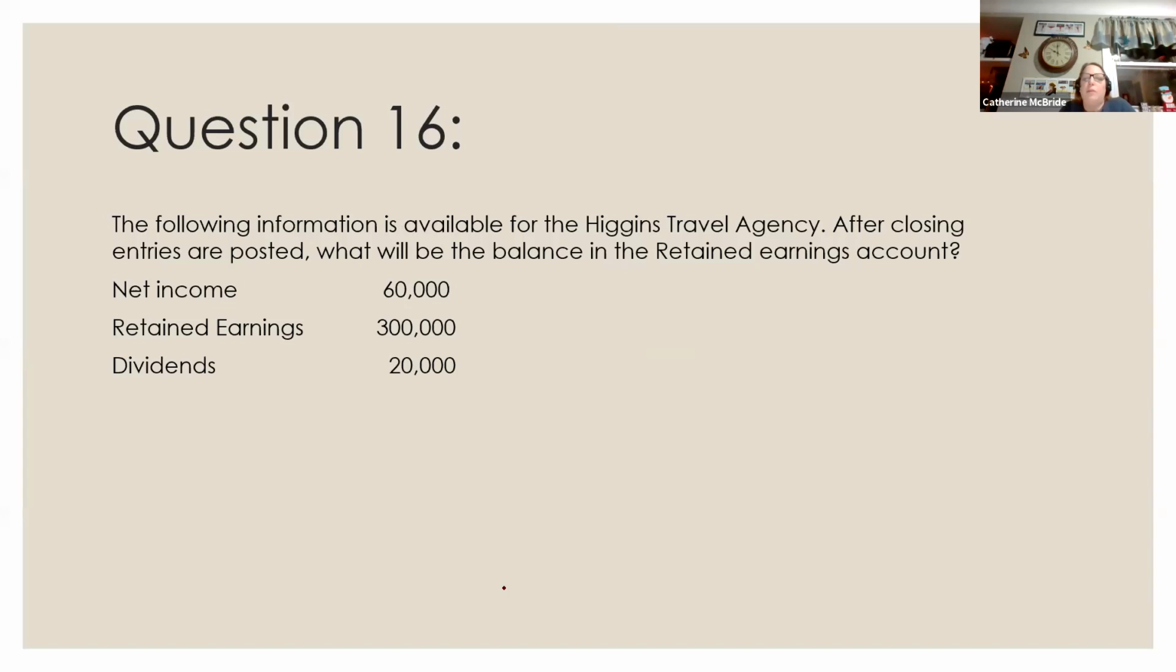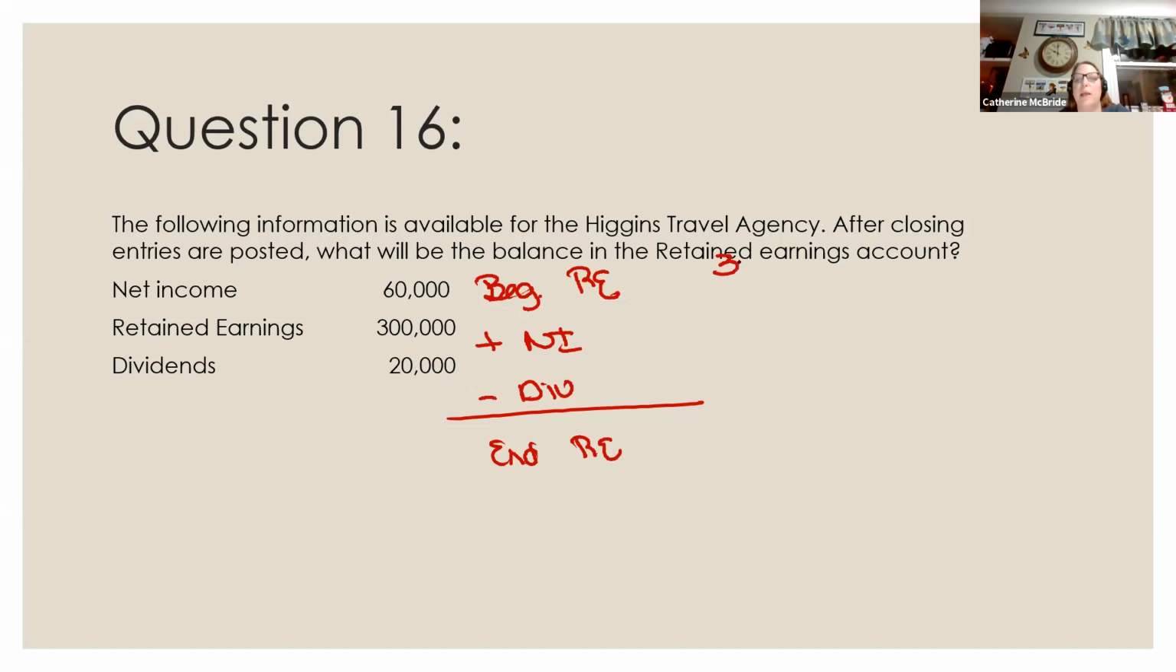The following information is available for Higgins Travel. After closing entries are posted, what will be the balance in the retained earnings account? So, beginning retained earnings plus net income minus dividends equals ending retained earnings. My beginning retained earnings is 300,000. My net income is 60,000. My dividends are 20,000. So my ending retained earnings is 340,000.